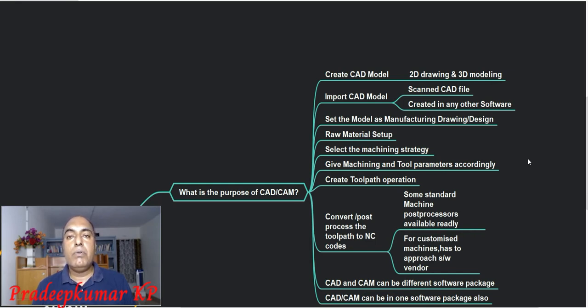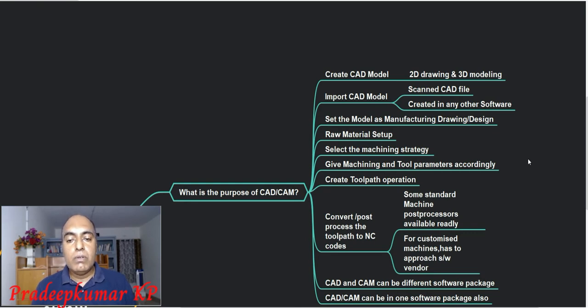We have to make that CAD model such that we can use it for manufacturing, mainly here for machining and milling operations. So for that we have to prepare the CAD model, set the CAD model for manufacturing or machining. We have to set that manufacturing drawing or design. Using that only we can move further to create the programming. So for programming we have to set the design. It depends on the software; there are different ways to set the model for manufacturing.